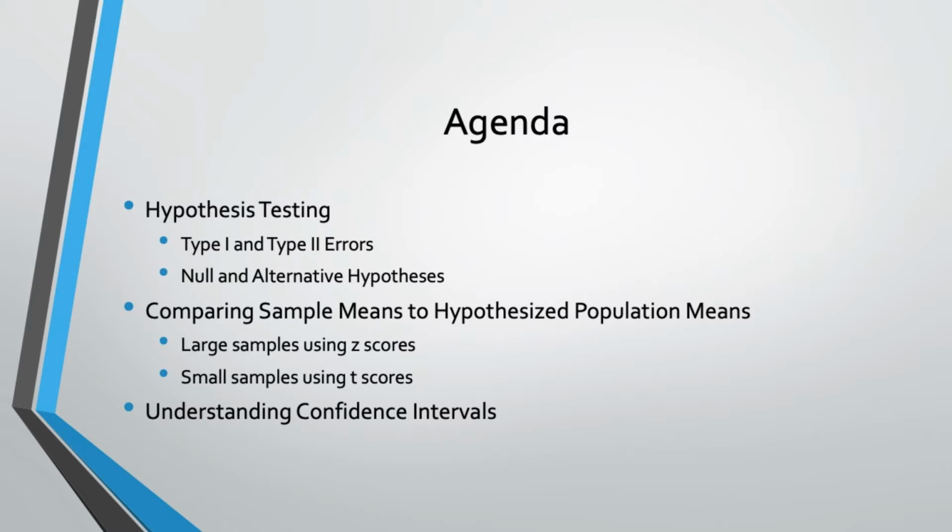So for this week's lecture, we're going to talk about comparing sample means to hypothesized population means. And there's two different ways that we can do this depending on the sample size. If we have large samples, we can use z-scores to test the difference of means. So that's going to be building on a lot of material from last week. Alternatively, if we have small sample sizes, and generally this is samples under 30 observations, we will use t-scores to compare sample means to population means. And then finally, we're going to end the lecture with understanding confidence intervals, how to calculate them and interpret them.